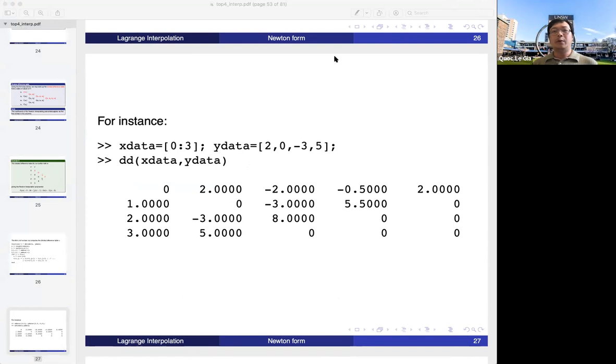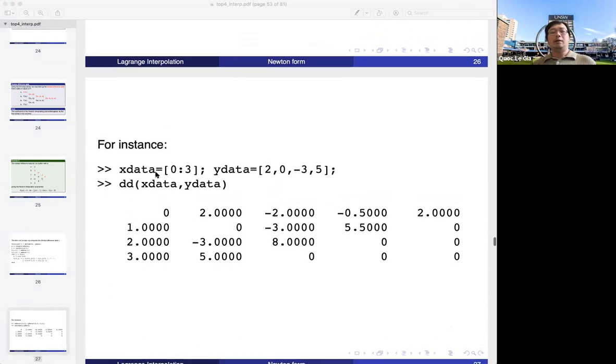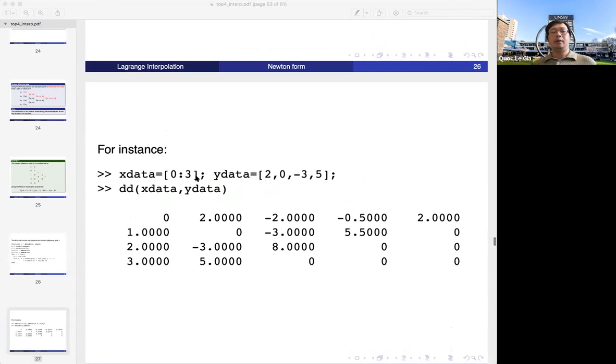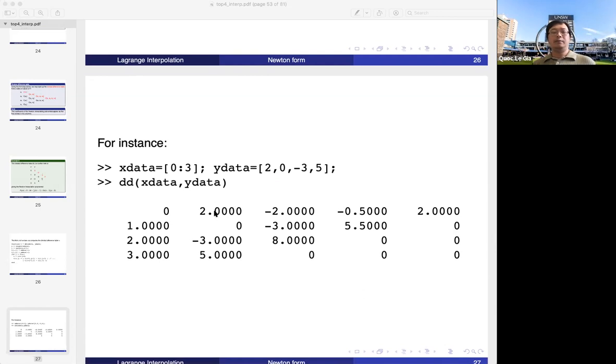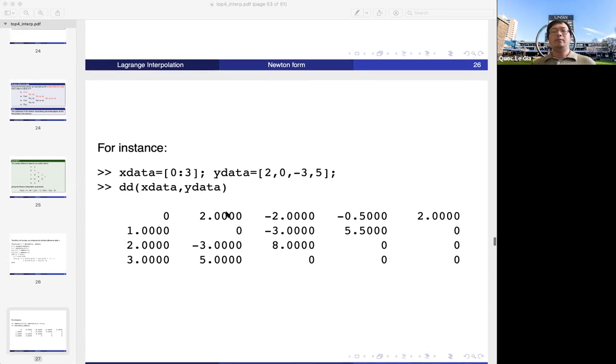If you put in the data, here x is 0, 1, 2, and 3, and the y data is 2, 0, minus 3, 4. Then how do you extract the coefficients? The output will look like this. So how do you write the polynomial in the Newton form based on these results? Where do you get the coefficients?